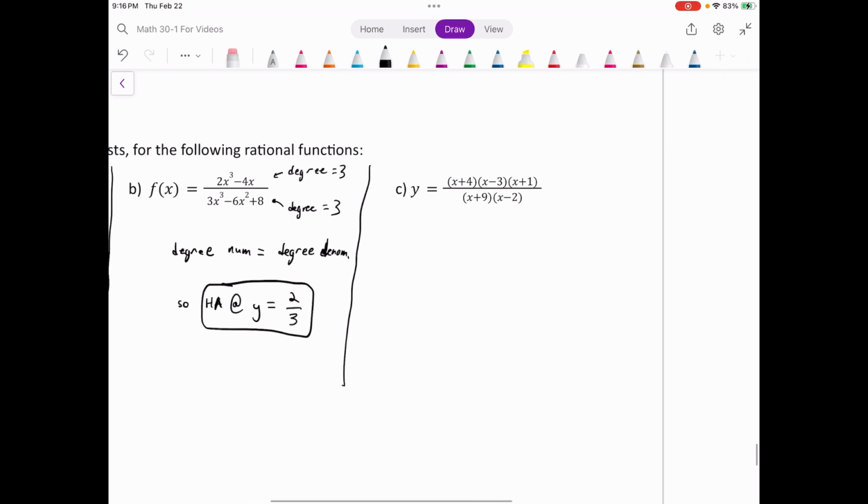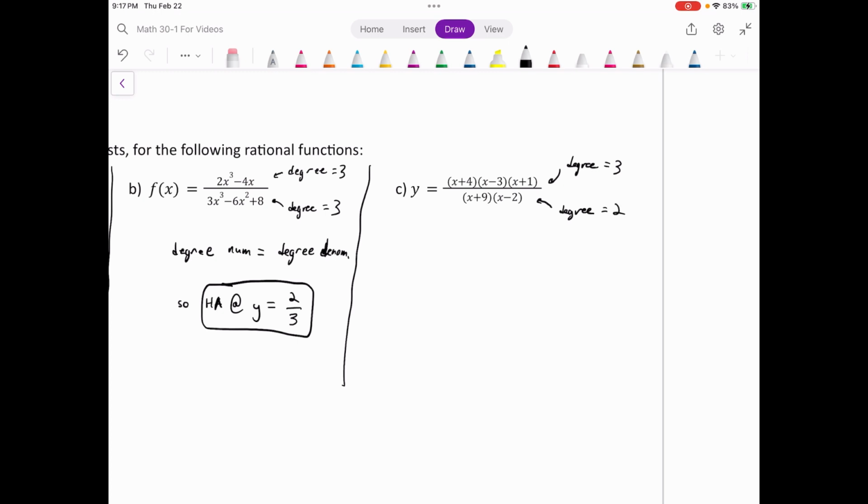Okay, one more here. And I mean, we could FOIL this all out if we wanted, but what's the degree of my numerator? It's 3, right? I've got 3 multiplications of x. I would end up with an x cubed in my numerator. In the denominator, the degree is 2. I just have 2 multiplications of x.